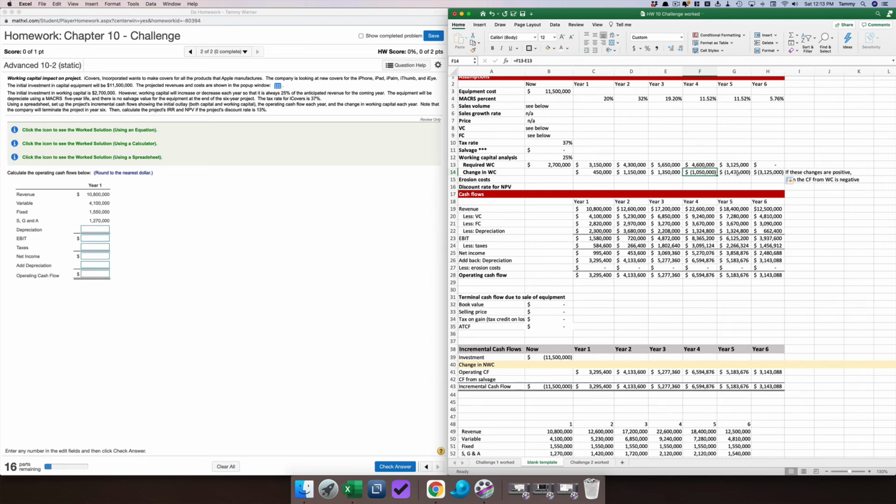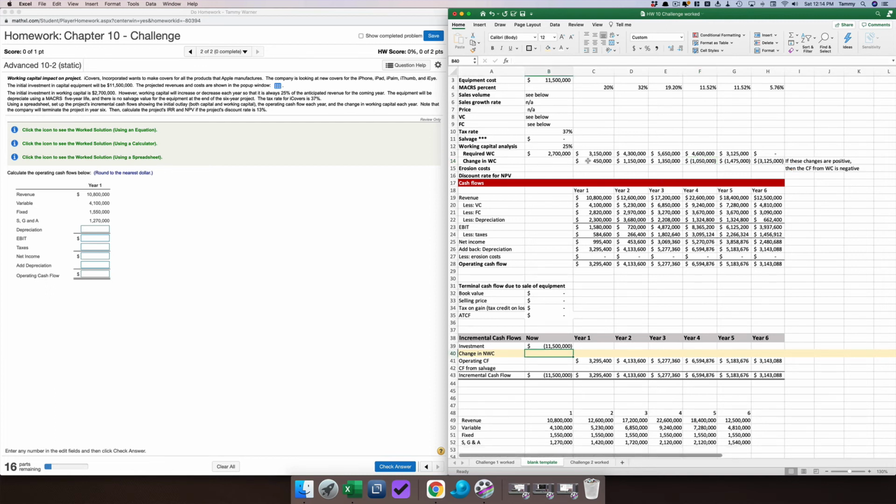In year 5, we needed $1.5 million less. So you're continuing to burn through your inventory. And year 6, at the end of time, you're going to just burn through all of it. So you started with 3.1 million in working capital, and then you're going to end with nothing. So you're going to burn through all of it. So you're going to get a positive cash flow from these negative differences in your working capital.